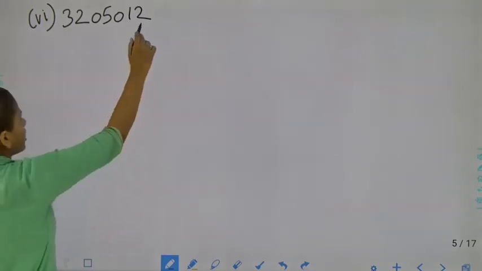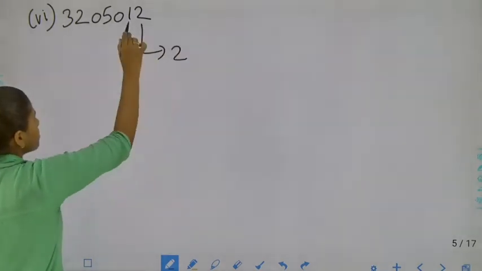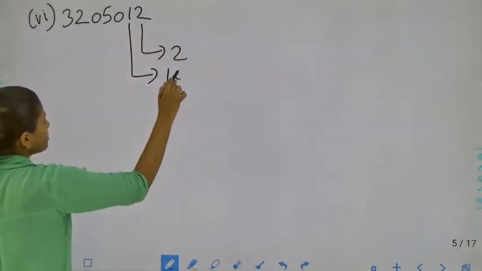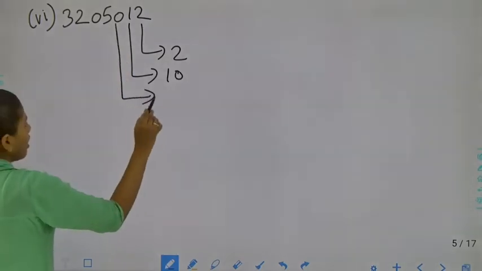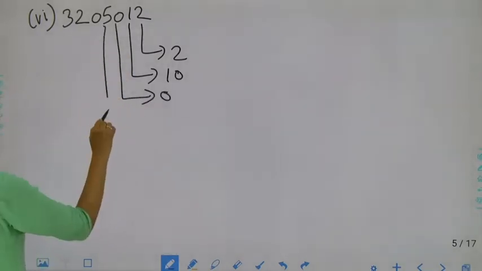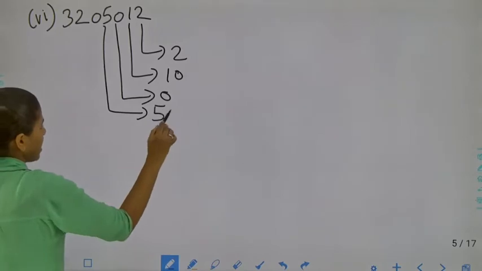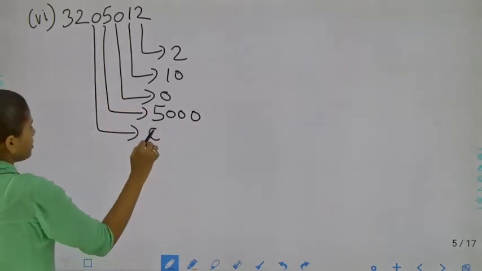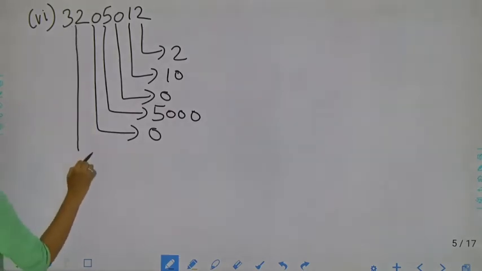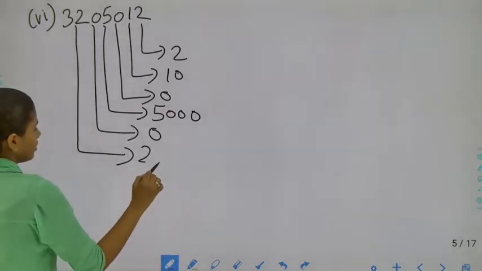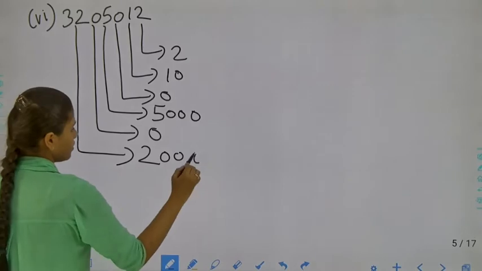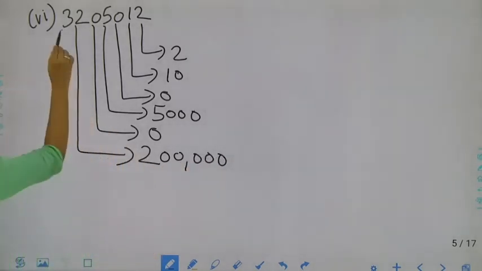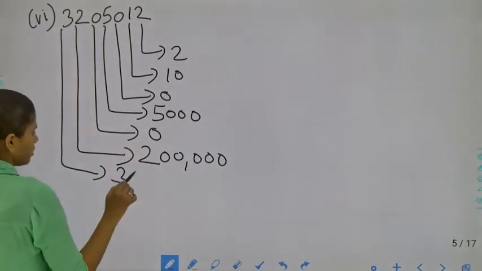₹32,05,012. Again, ones, tens, hundred, thousand, that is 5,000, then 10,000, then lakh, that is 2 lakh, and that is 30 lakh.